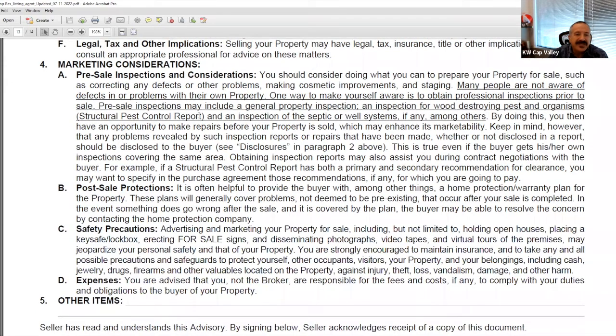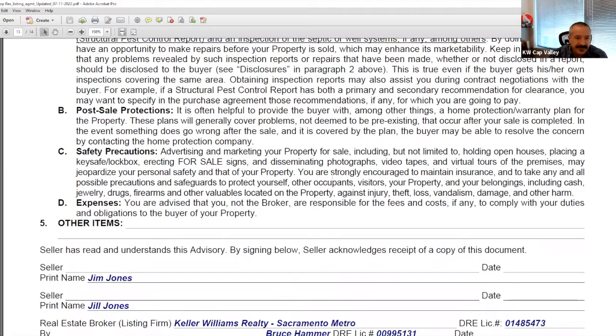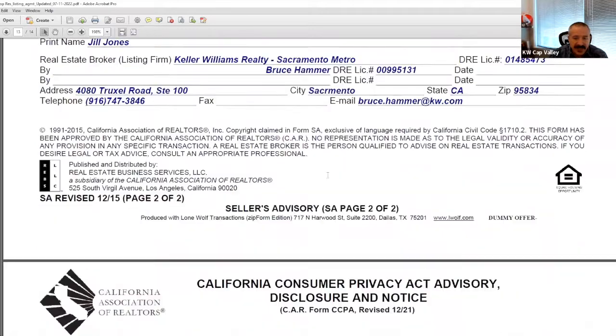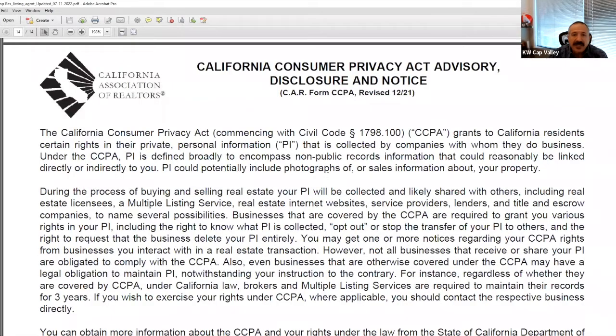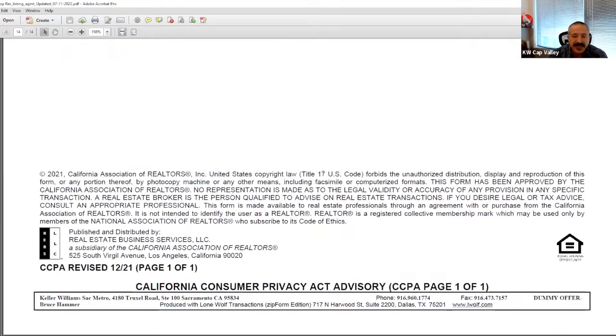Again, pre-sale inspection considerations. Some agents do like to do pre-marketing, pre-listing inspections. If you do so, remember those inspections absolutely must be turned over to any potential buyer. Failure to do so is actually considered fraud if something in those inspections results in harm to that buyer. And privacy notice, nothing there we need to cover.